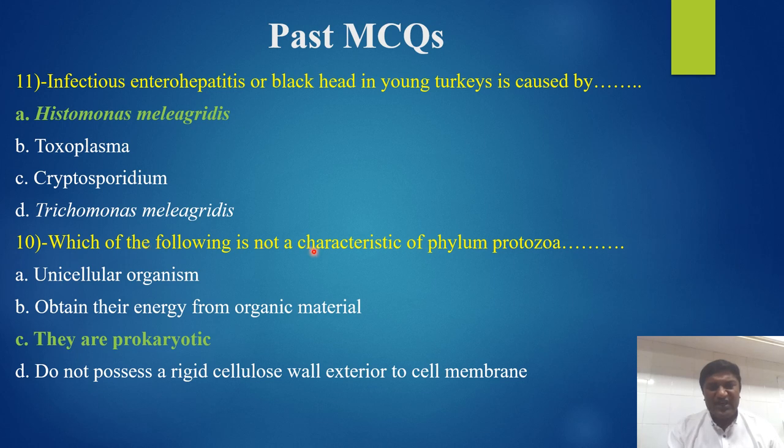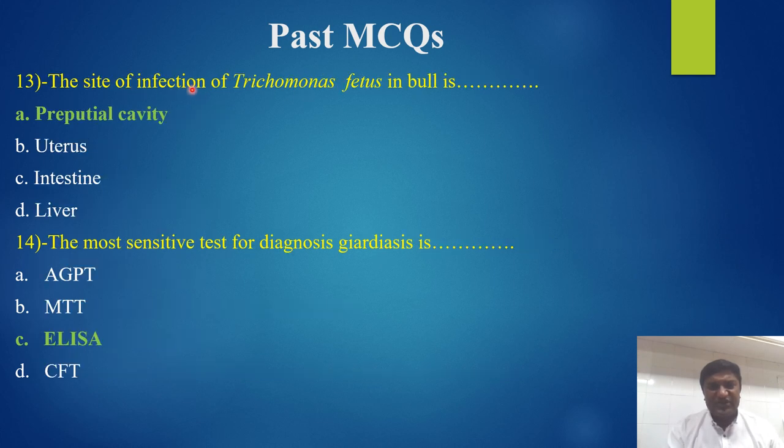Which of the following is not characteristic of phylum Protozoa dash? Unicellular organism obtain their energy from organic material. They are prokaryotic, do not possess a rigid cellulose wall exterior to cell membrane. So that they are prokaryotic, this one is the answer for this MCQs. So next, the site of infection of Tritrichomonas foetus in bull is dash: preputial cavity, uterus, intestine, liver. So the preputial cavity is the answer.